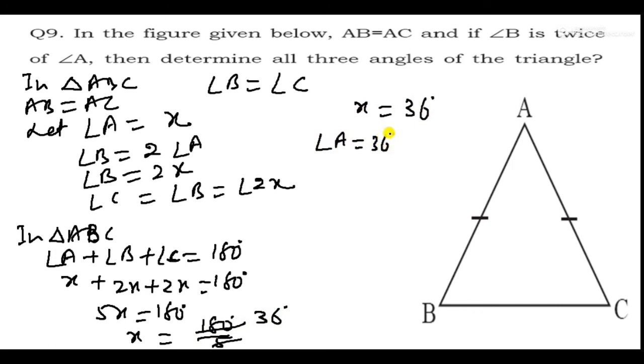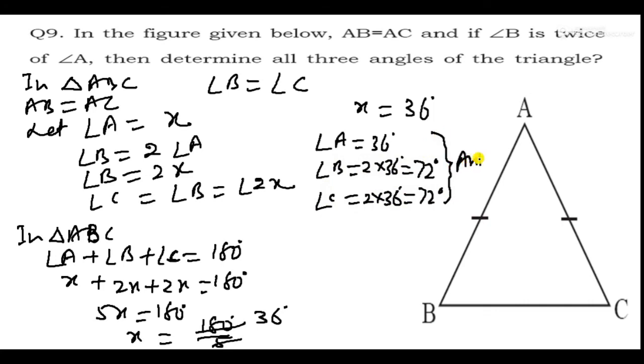Angle A is equal to 36 degrees. Angle B is equal to 2 into 36, that is 72 degrees. And angle C is also 2 into 36, it is 72 degrees. So these are the answers. So you have to write in your own copy.